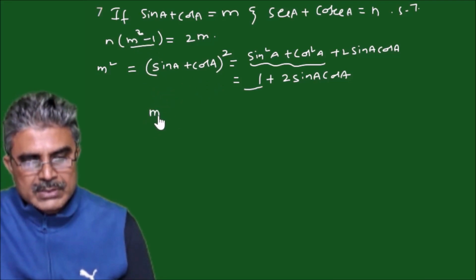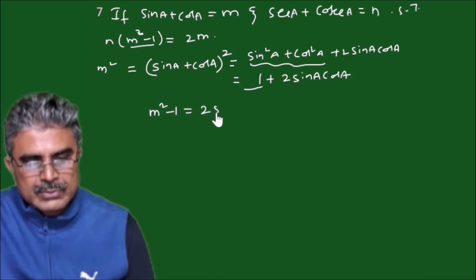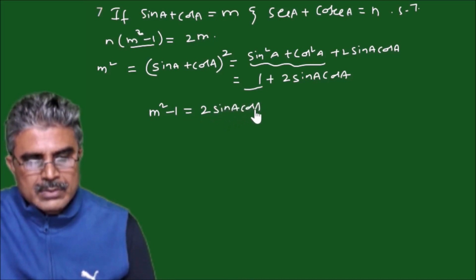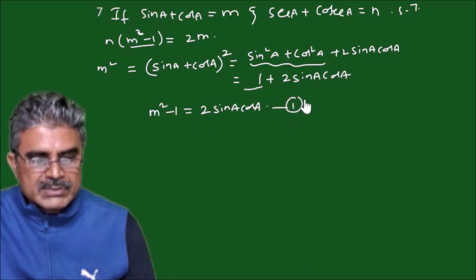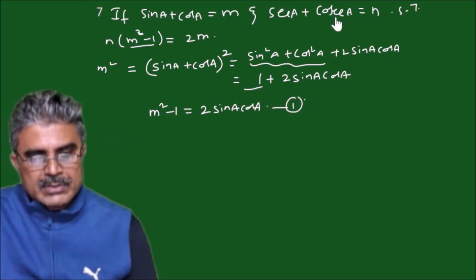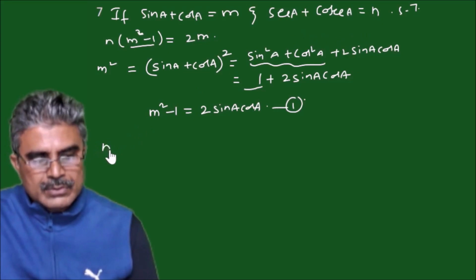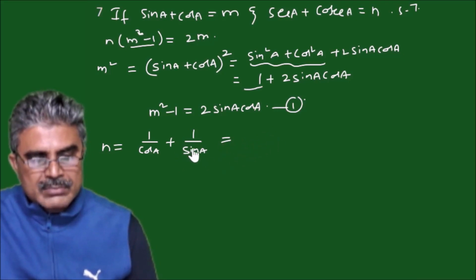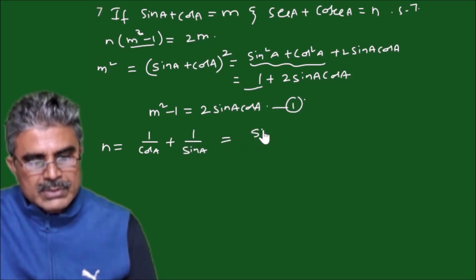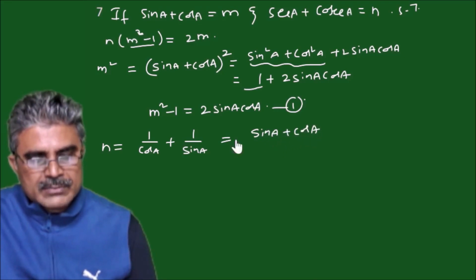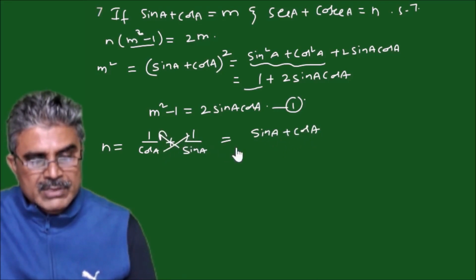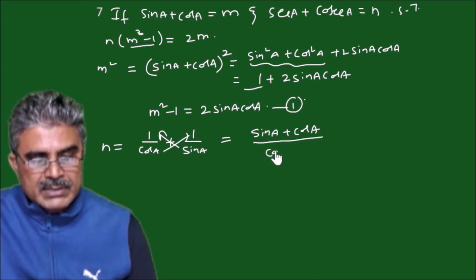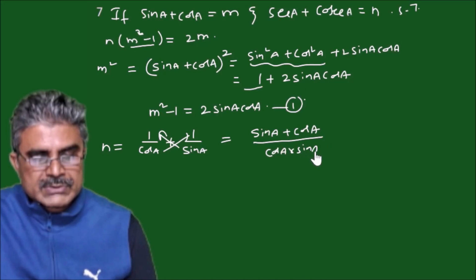So bring this 1 to here, you will have m square minus 1 is equal to 2 sin a cos a. Let it be equation 1. And here also we have n is equal to secant a, I want to write 1 by cos a, plus cosecant a, I want to write 1 by sin a, which is equal to, by taking LCM and multiplying with certain factors, sin a plus cos a by cos a into sin a.